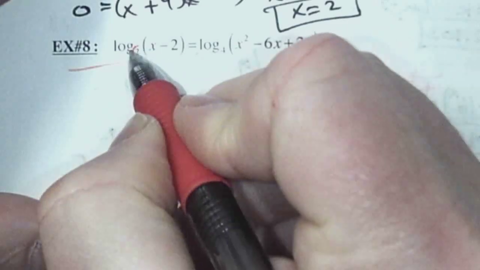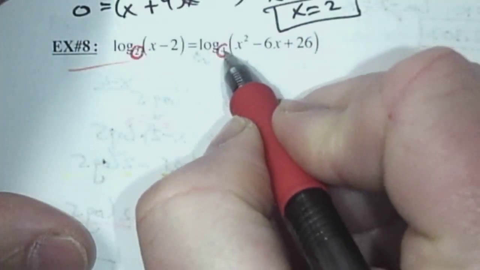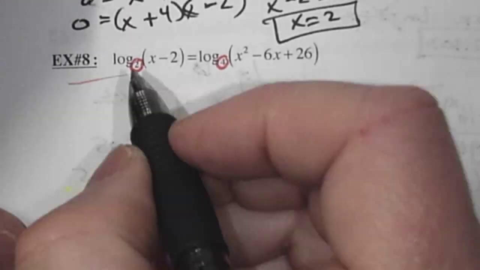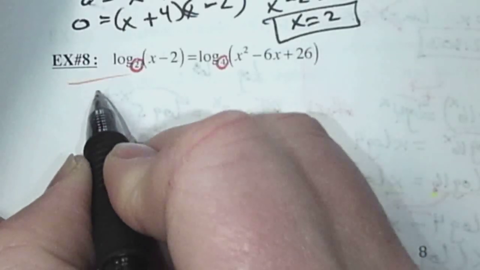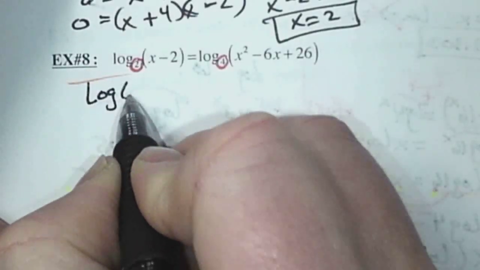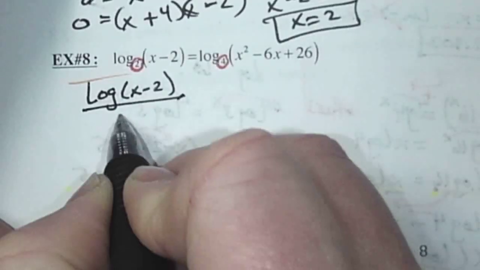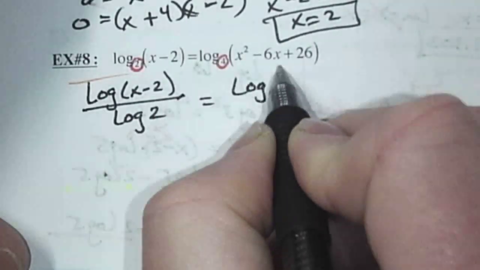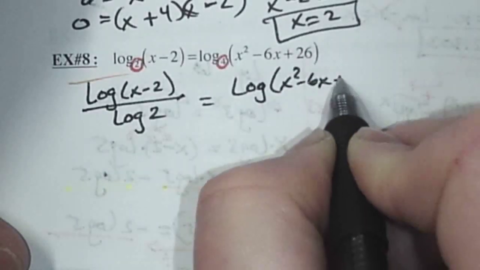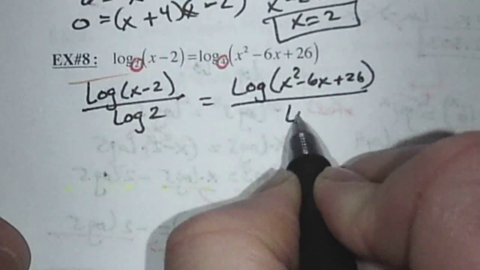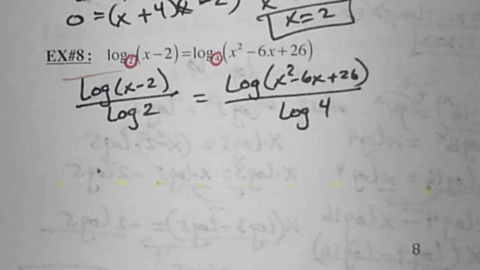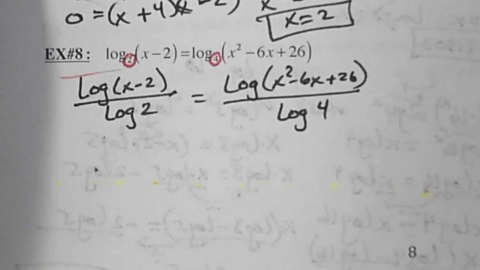Issue. This is base 2. This is base 4. You can't just cancel the logs when they're different bases. You have to change them. The only way to change them is to do change of base, meaning you go log of x minus 2 divided by log of 2. And then you go log of x squared minus 6x plus 26 divided by log of 4. And that's where we're stuck.